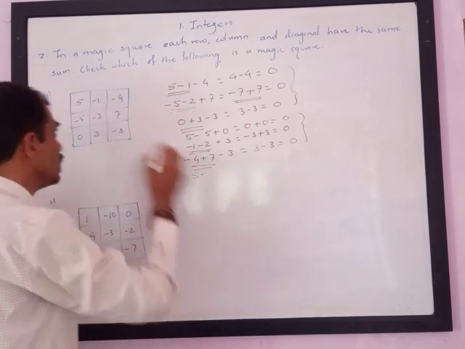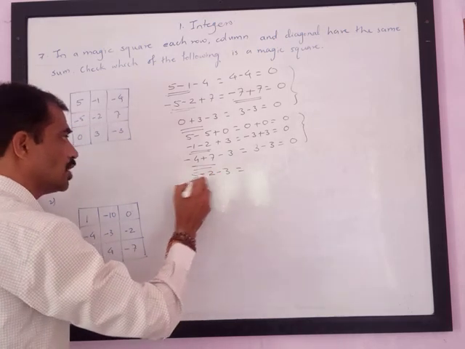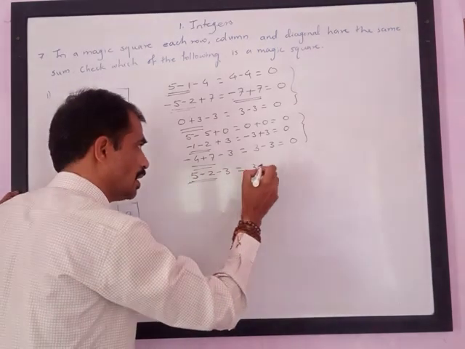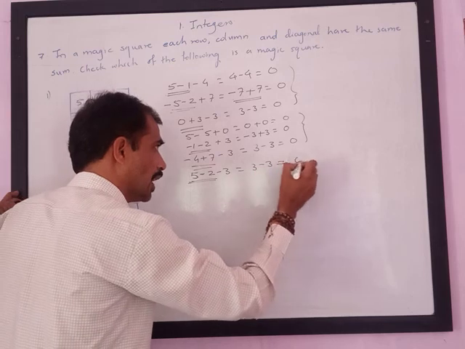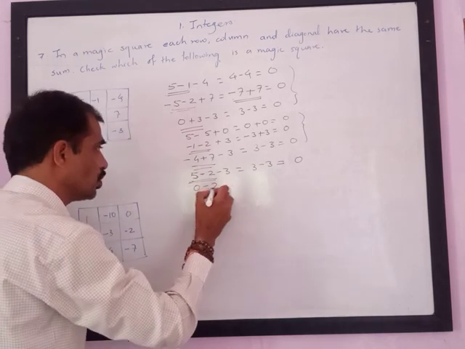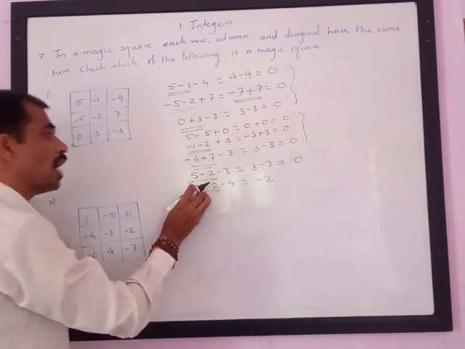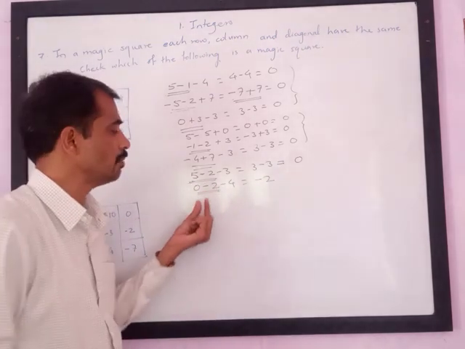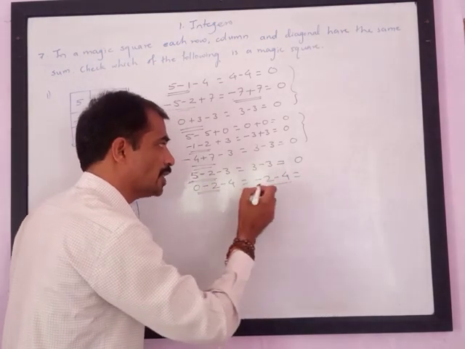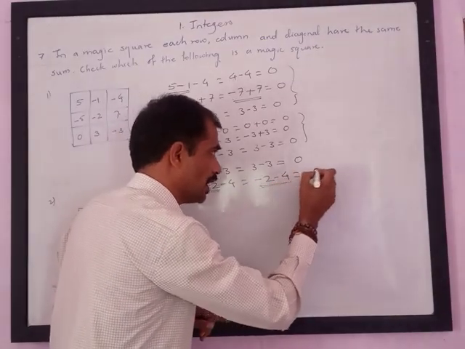Then 5, this diagonal, 5 minus 2 minus 3. This is equal to 5 minus 2, which is 3, then 3 minus 3 is again 0. Then let us check this other diagonal. 0 minus 2 minus 4. 0 minus 2 is minus 2. 0 added or subtracted with any integer remains the same, so 0 minus 2 will be minus 2 only. Minus 2 minus 4: both have the same sign, so we add the magnitudes and give the sign. So here it is negative 6.